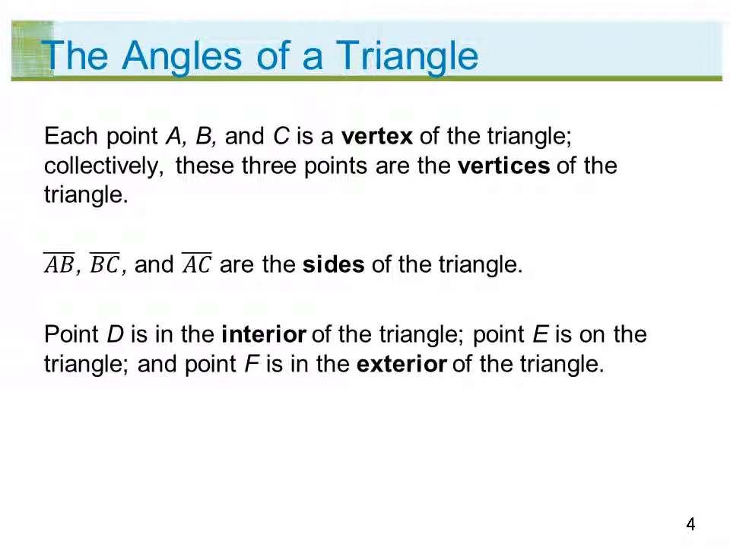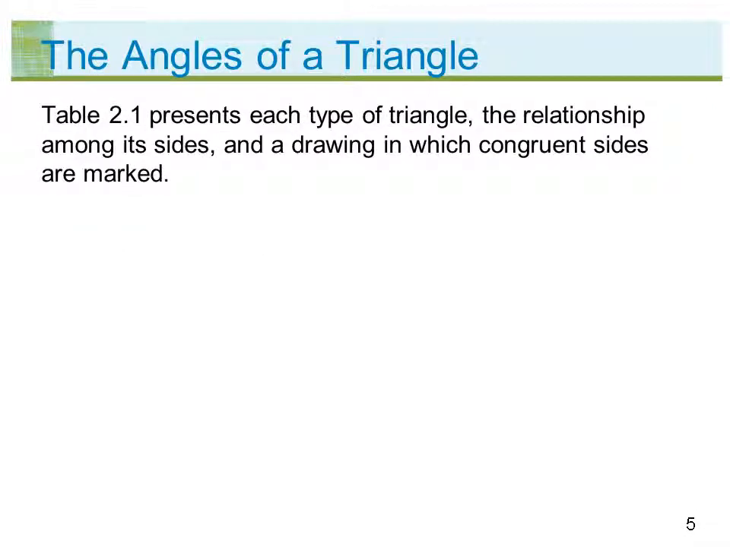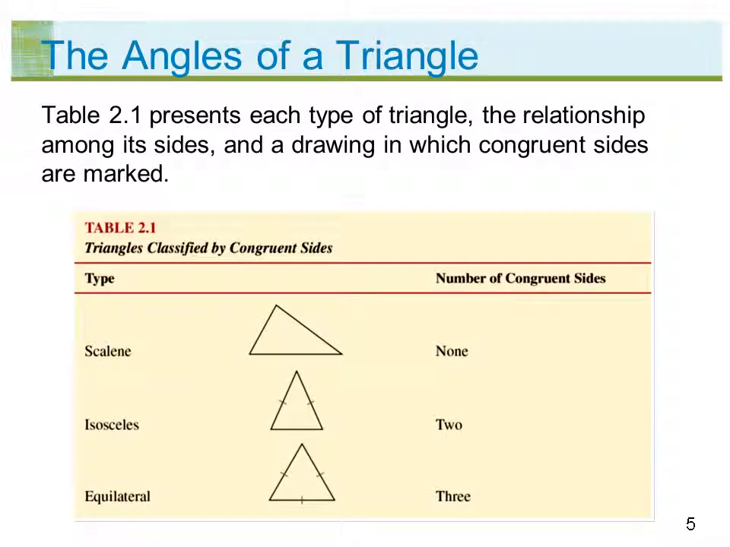Point D is in the interior of the triangle, point E is on the triangle, and point F is in the exterior of the triangle. Triangles may be categorized by the lengths of their sides. Table 2.1 presents each type of triangle, the relationship among its sides, and a drawing in which congruent sides are marked. Table 2.1 Triangles classified by congruent sides.